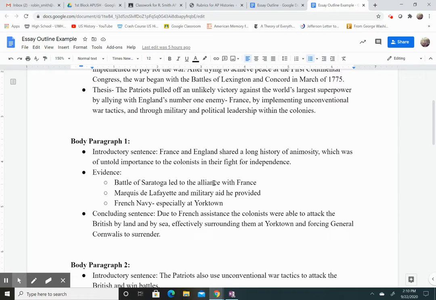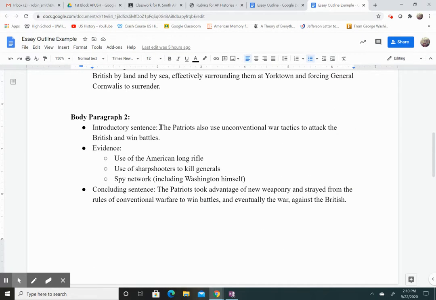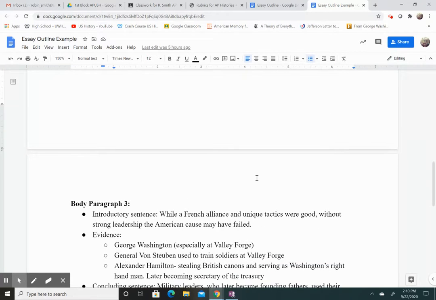it was so important. My second reasoning of my thesis statement was the unconventional war tactics that the Patriots used. So my second body paragraph says the Patriots used unconventional war tactics to attack the British and win battles. And then I'm giving specific examples of that. And then the same thing with body paragraph 3.